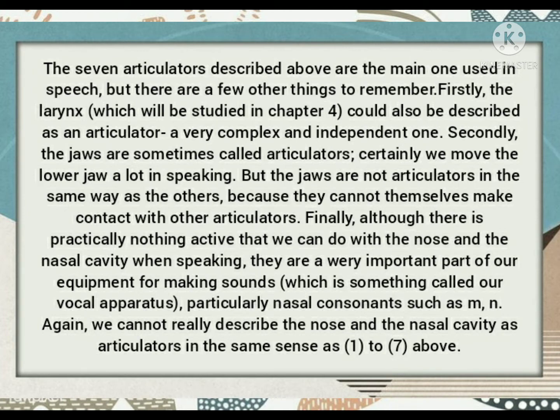Finally, although there is practically nothing active that we can do with the nose and the nasal cavity when speaking, they are a very important part of our equipment for making sounds, which is called our vocal apparatus, particularly for nasal consonants such as M and N. Again, we cannot really describe the nose and the nasal cavity as articulators in the same sense as 1 to 7 above.